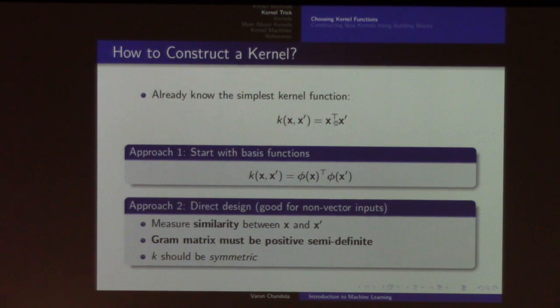Which is just a, so here you're actually not mapping anything. This is just the dot product, but you can start with a basis function, but that's not what you want. You can actually do a direct design, but the main thing is that this gram matrix or the kernel matrix needs to be positive semi-definite.